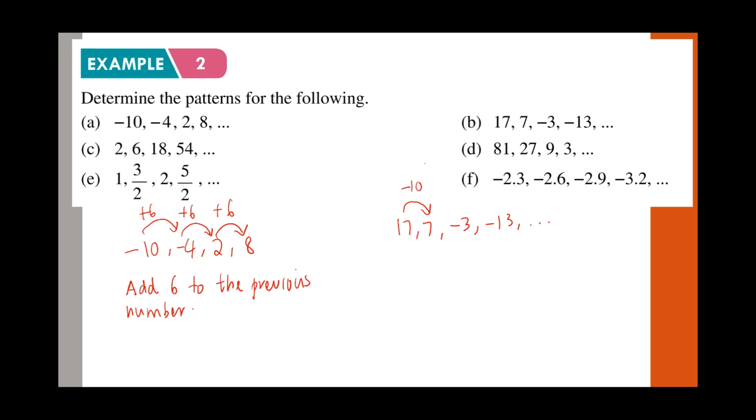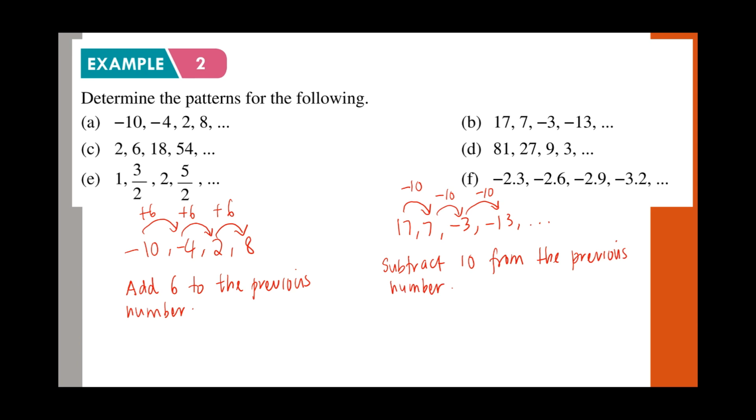Okay, 17 minus 10. Do we get 7? Yes. 7 minus 10. Do we get -3? Yes, correct. -3 minus 10. Do we get -13? Yes, all correct, right? So to describe the pattern, it will be subtract 10 from the previous number.